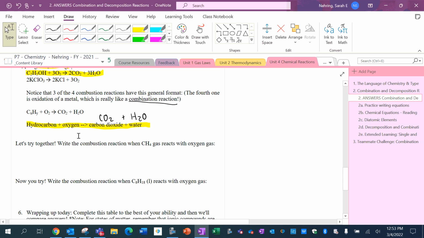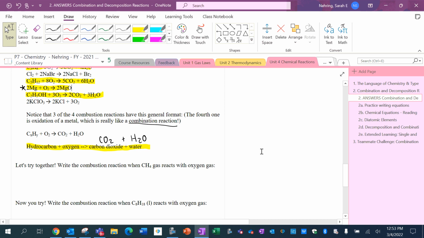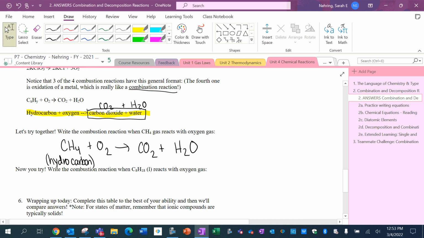All right, so keeping this in mind, let's try to make a prediction. Let's predict the products for the combustion of CH4, which is methane, with oxygen. CH4, methane, reacts with oxygen to form, well, what does it form? All of these combustion reactions make carbon dioxide and water. We call this a hydrocarbon because it contains hydrogen and carbon, and it reacts with oxygen to form carbon dioxide and water. That is the general format of a combustion reaction.